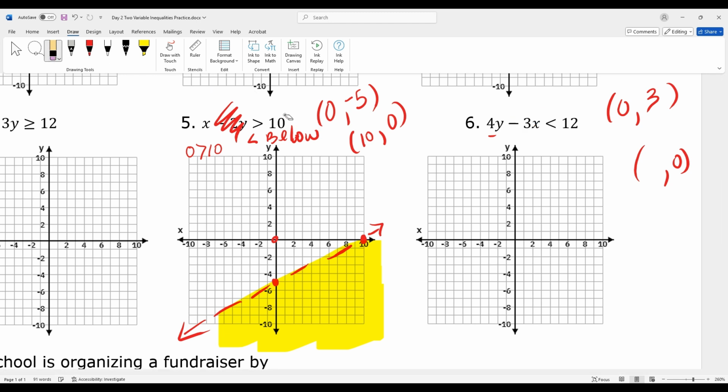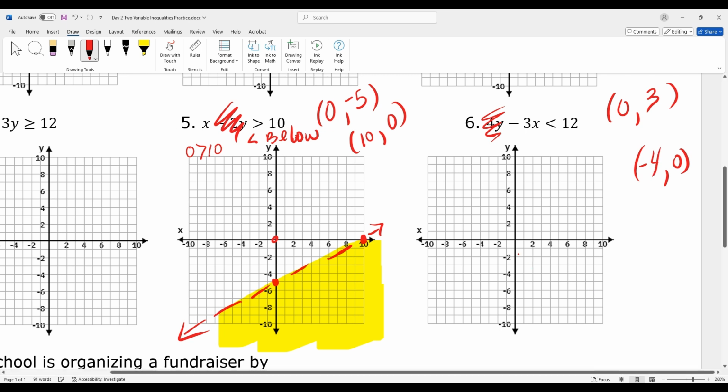Okay. When y is 0, we're covering up that. That gives me 12 divided by negative 3, which is going to give me negative 4. So I'm going to go to negative 4, plot my point. I'm going to go to 0, positive 3, plot my point. And we're just going to do a dotted line.